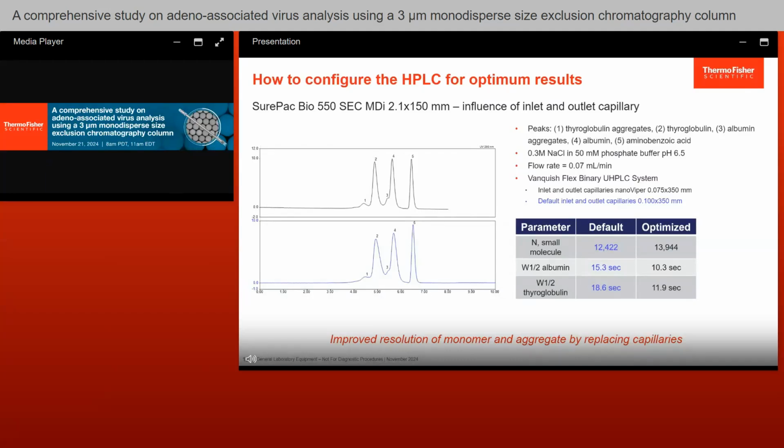And also for efficiency, if we look at the thyroglobulin peak width, again we have 18.6 seconds, which is the blue trace, versus 12 seconds with the black trace. So the peak width is almost 40% sharper. By choosing the proper tubing ID, we can help improve the resolution of the monomer and aggregate separation.